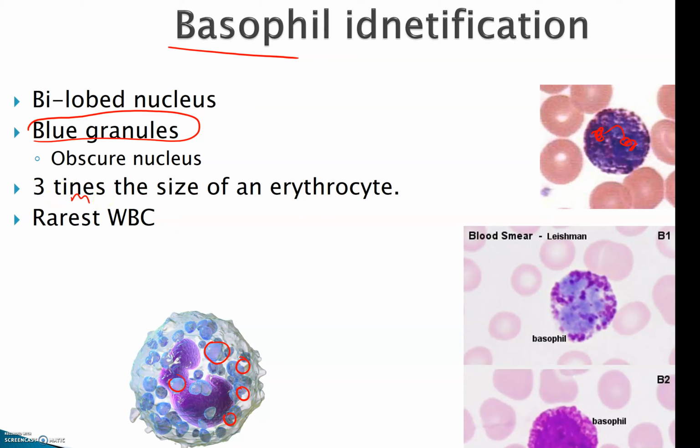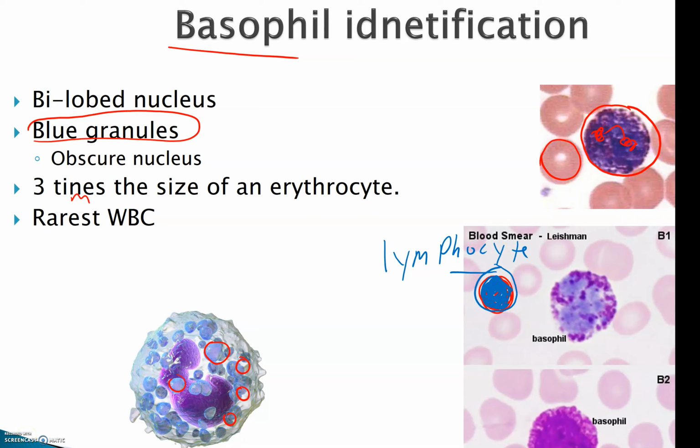I used to offer 10 points of extra credit if somebody found one. Nobody would ever find them. Now, the thing with them is they are 3 times the size of a red blood cell. A lymphocyte, the nucleus takes up the whole thing, and it's about 1.5 times the size of a.